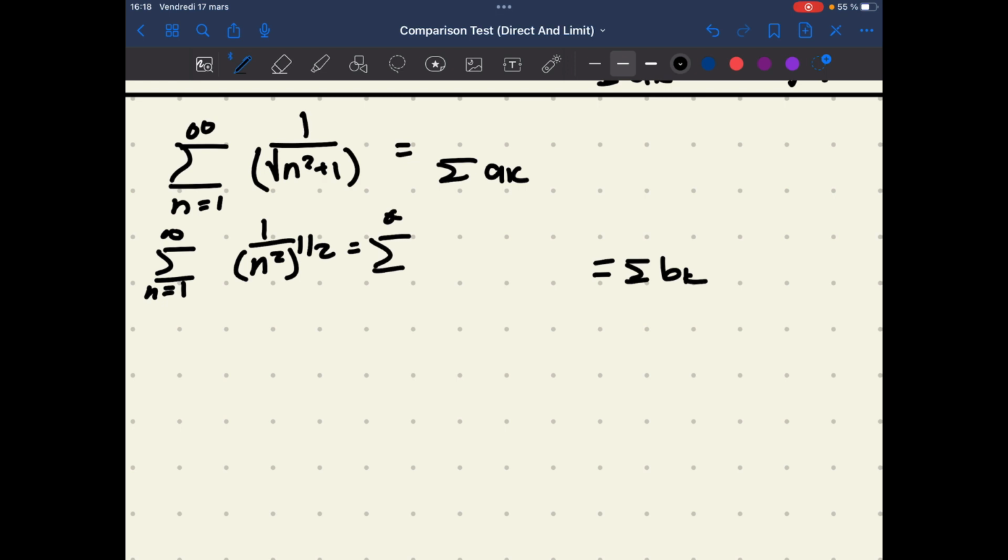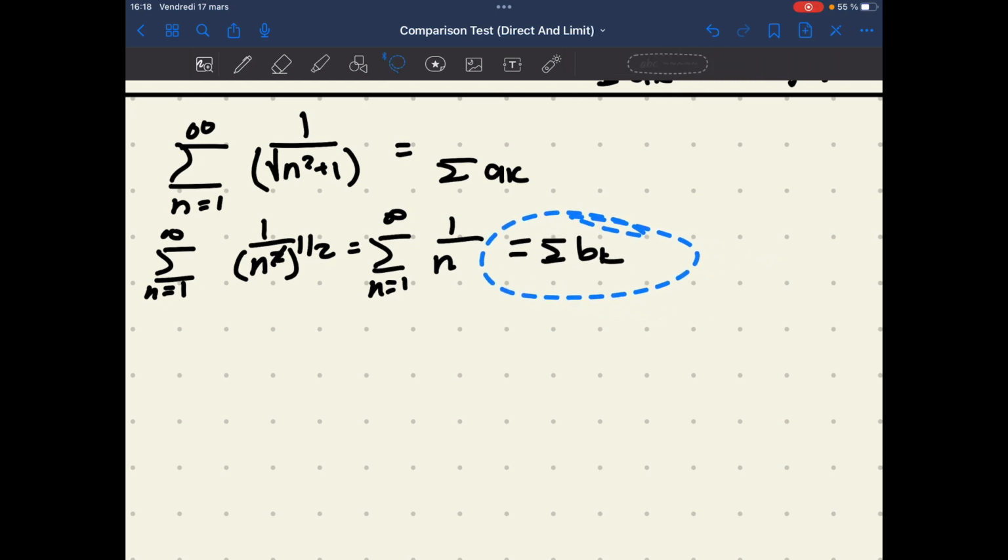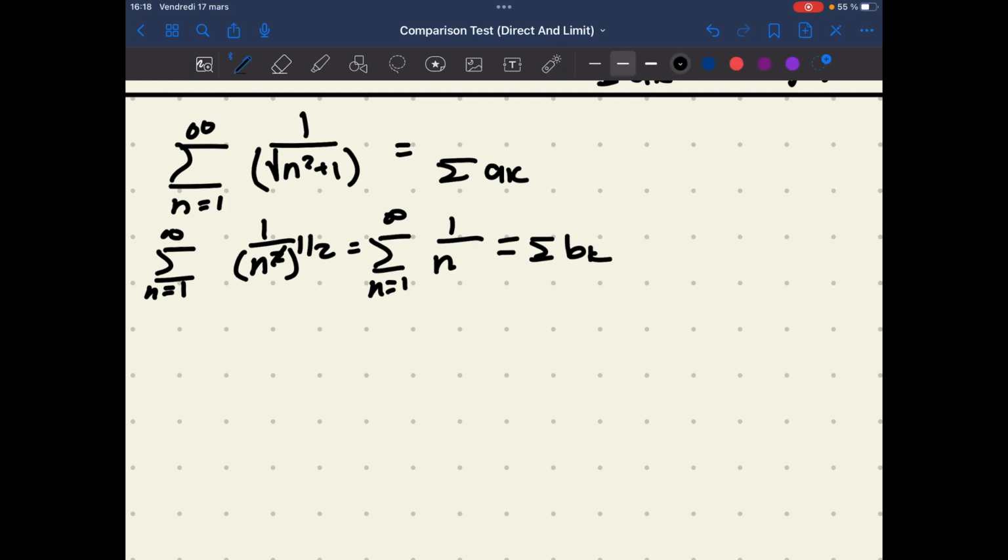So this right here, we can simplify it down to the series as n equals 1. When you have an exponent to another exponent, you just multiply them. So it's n, so 2 over 2, the 2's cancel out if you multiply them together. So 2 over 2 is just equal to 1, which is just n. 1 over n. And we know by properties of p-series, b sub k will diverge.